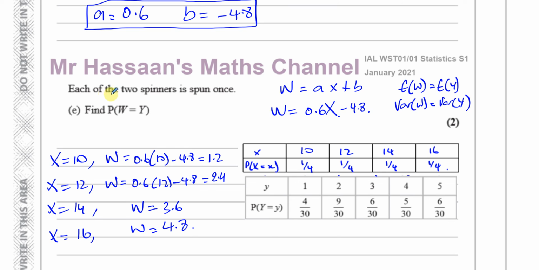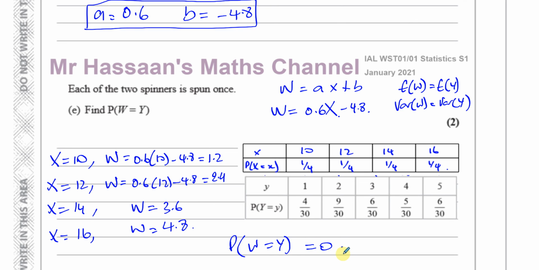Okay, so each of the two spinners is spun once. Find the probability that W is equal to y. The W value is based on what x is. It's 0.6 times x minus 4.8. So the values of W are 1.2, 2.4, 3.6, and 4.8. And there's no value of y which matches those. So the probability that W is equal to y is going to be 0.